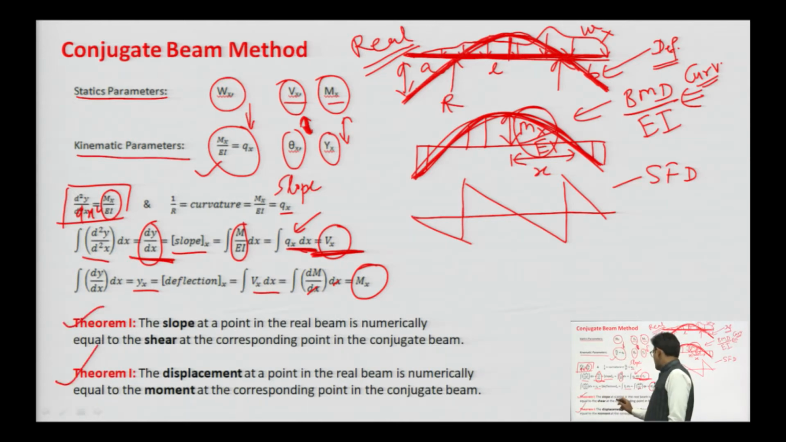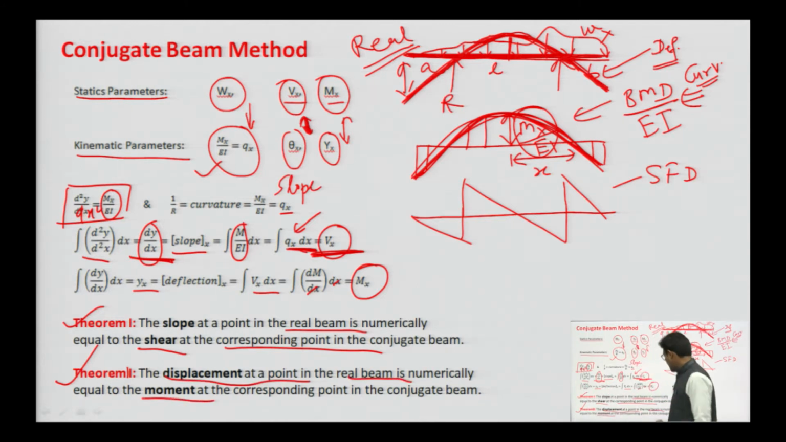Theorem 1: The slope at a point in the real beam is numerically equal to the shear at the corresponding point in the conjugate beam. This is theorem 2: The displacement at a point in the real beam is numerically equal to the moment at the corresponding point in the conjugate beam.